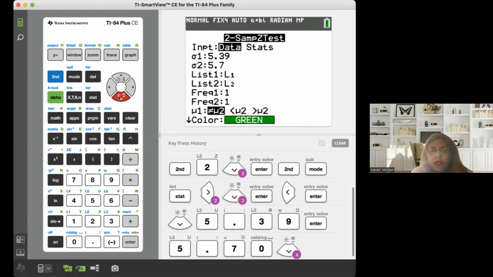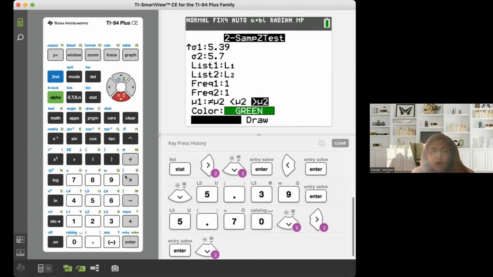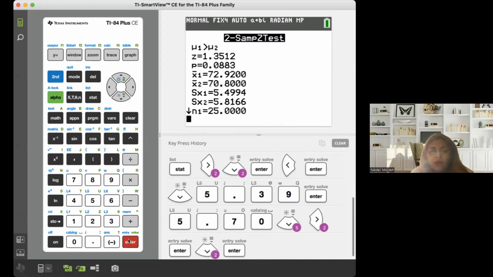Then I highlight, go to mu1 and put greater than mu2. Highlight Calculate, press Enter, and this is my test value, that's my p-value. And it gave me x1 bar, x2 bar, standard deviations, n1 and n2. I don't need to copy that, but if you want to copy them, that's fine. That's your test value, that's your p-value. Okay.